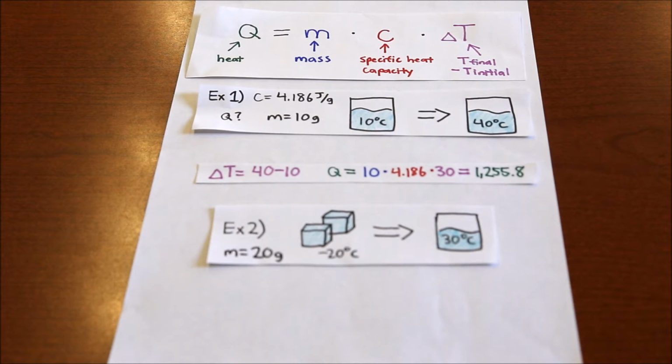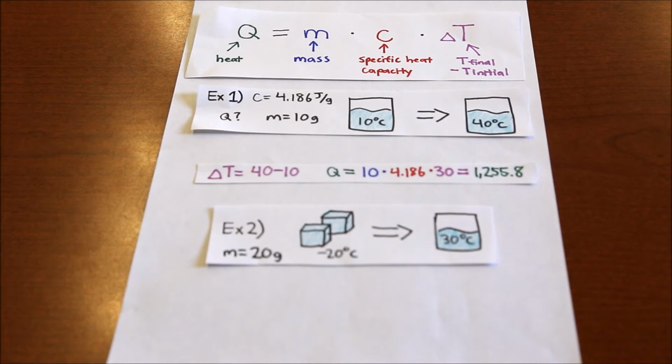Now for the second question. We have a starting temperature of negative 20 and a final temperature of 30 degrees Celsius. The mass of water is 20 grams. We just plug in delta T as 30 minus negative 20 and m as 20, right? Unfortunately, it's a bit more complicated, and I'll explain phase changes, because at negative 20 degrees Celsius, water is in an ice form, while at 30 degrees Celsius, water is in a liquid form.